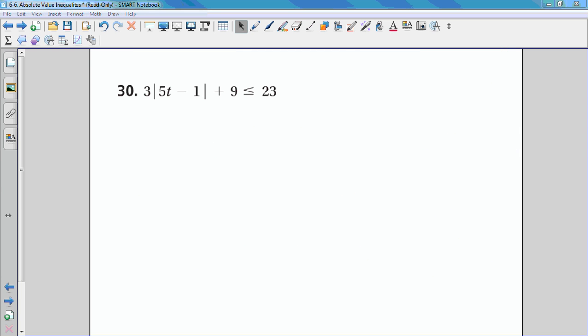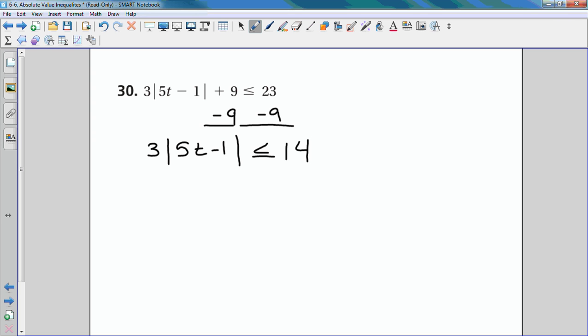Another example. First step, isolate the absolute value. So I have to subtract 9 first, and then I have 3 times the absolute value of 5t minus 1 less than or equal to 14. Divide by 3. So I have the absolute value of 5t minus 1 less than or equal to 14 over 3.